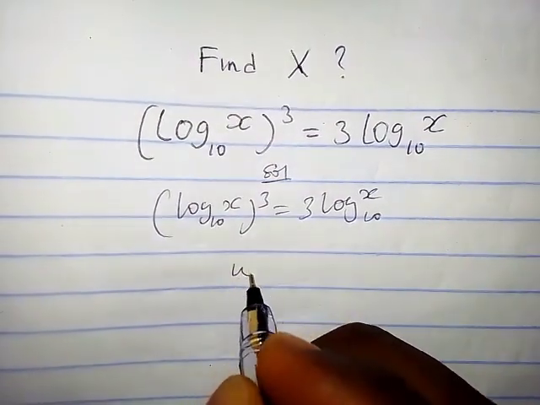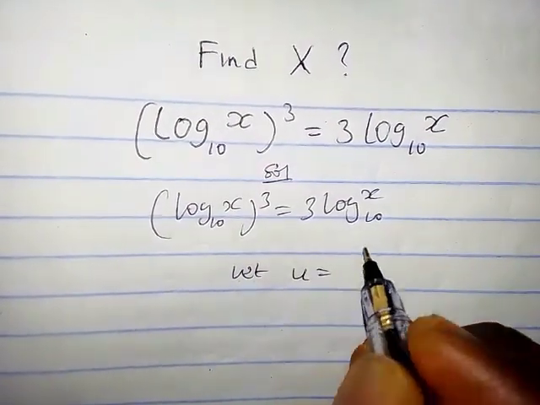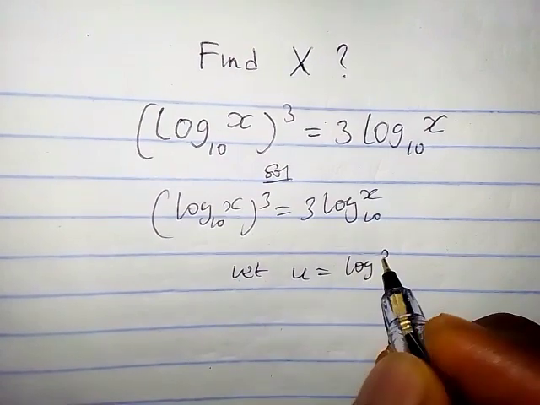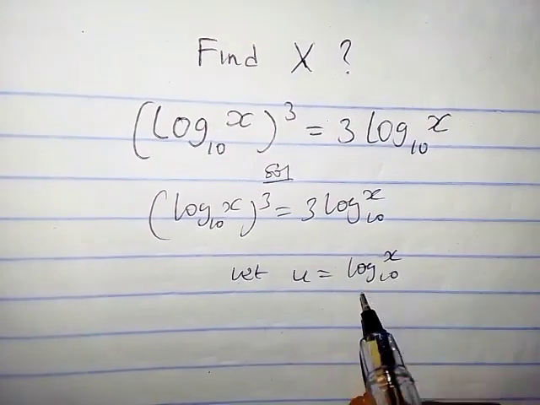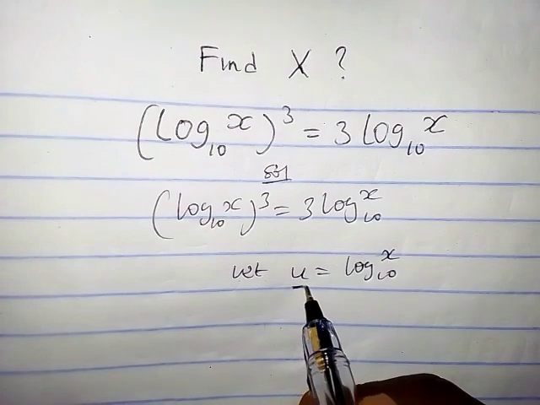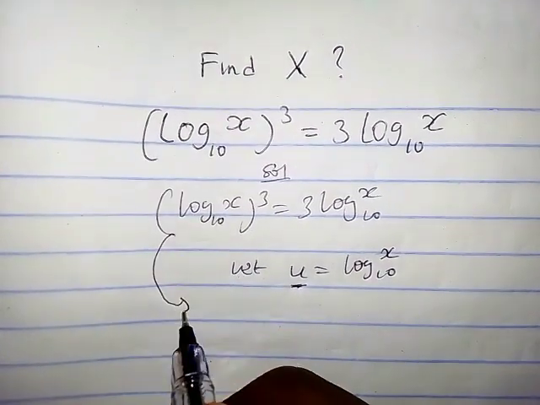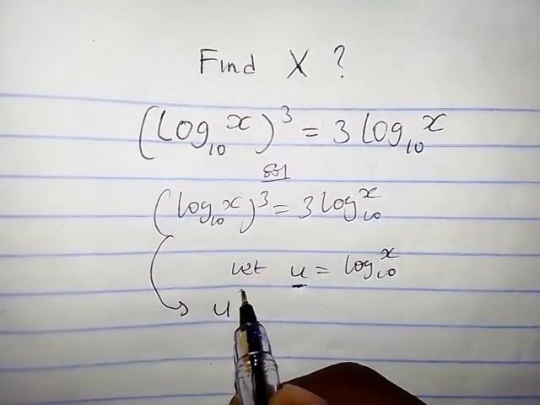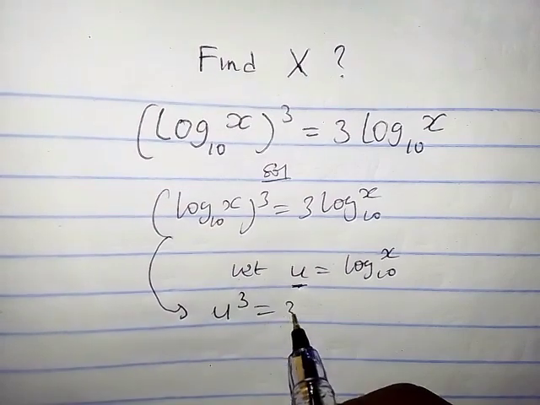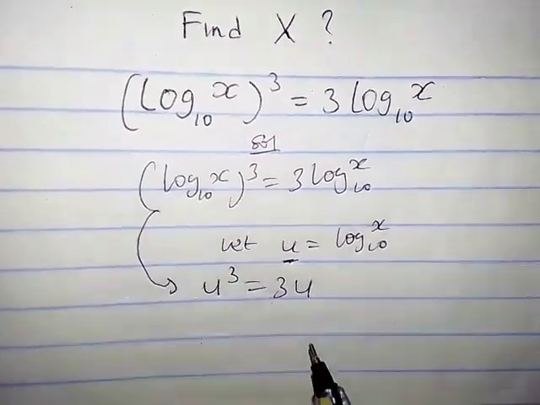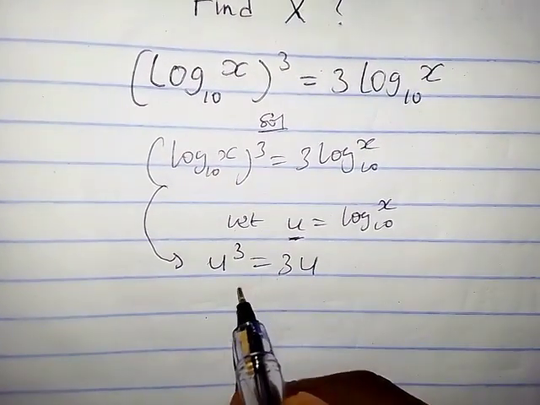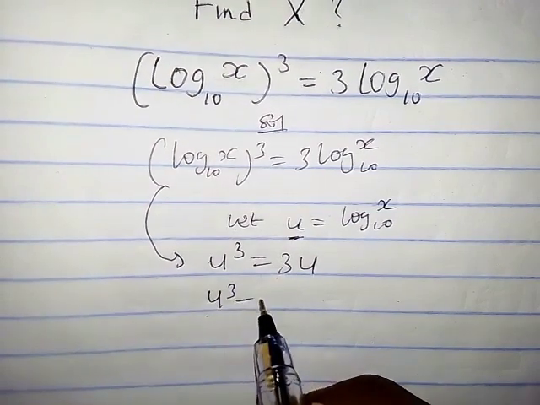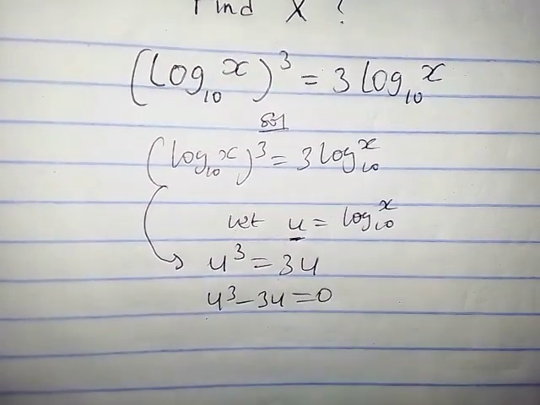Now let's assume u equals log x base 10. Anywhere we see log x base 10, we replace it with u. So from here, we have u raised to power 3 equals 3 times u, which is 3u. Let's bring this to the left side. We have u cubed minus 3u equals 0.